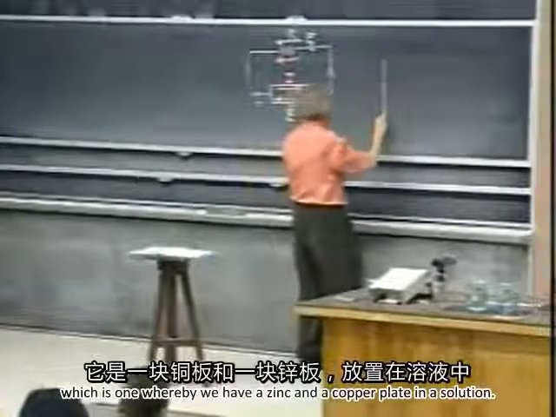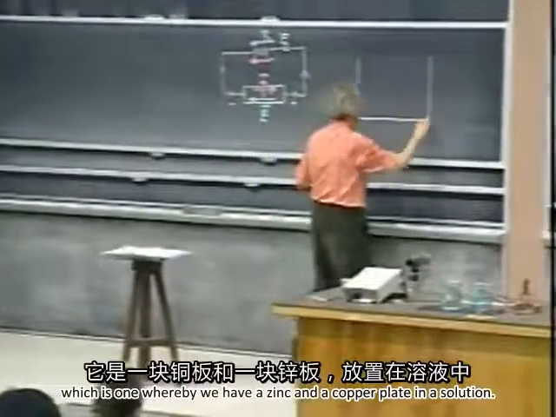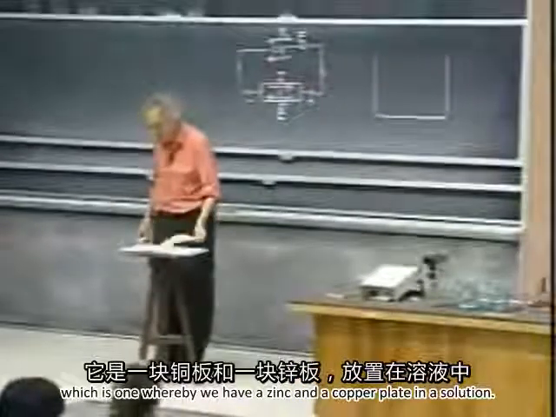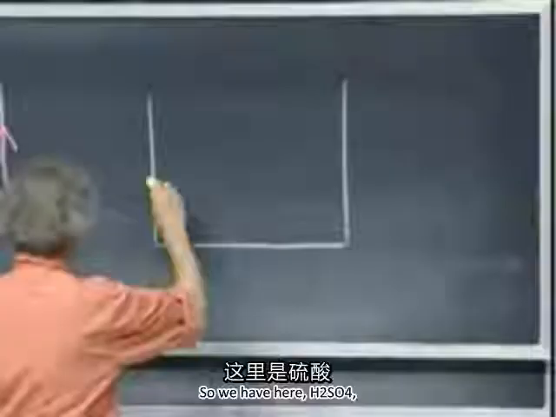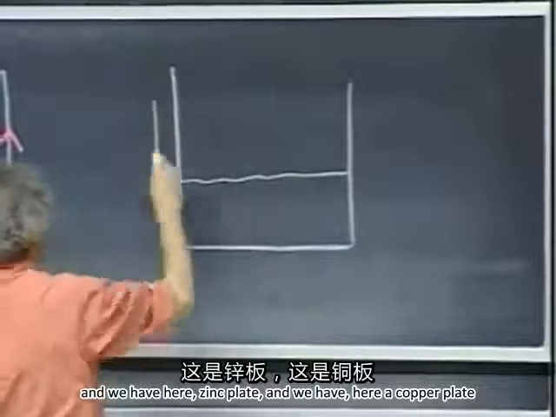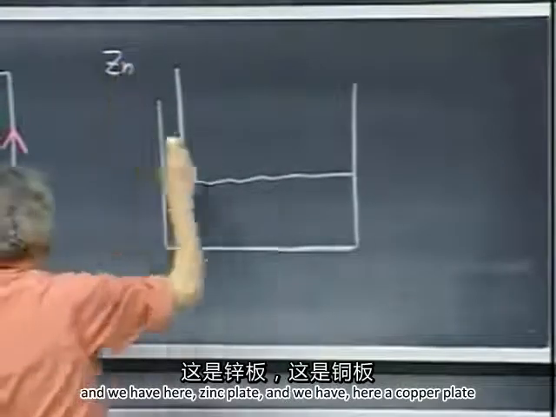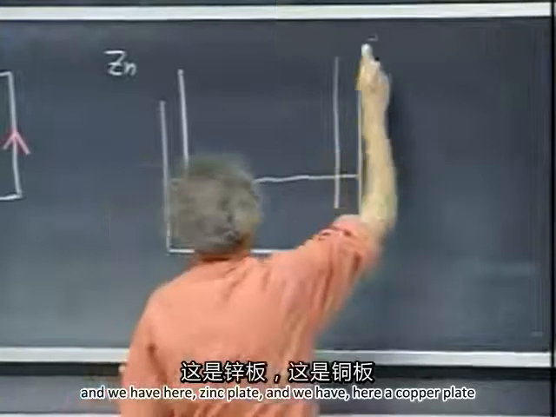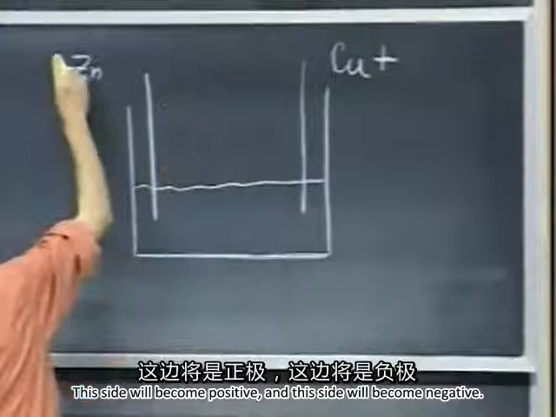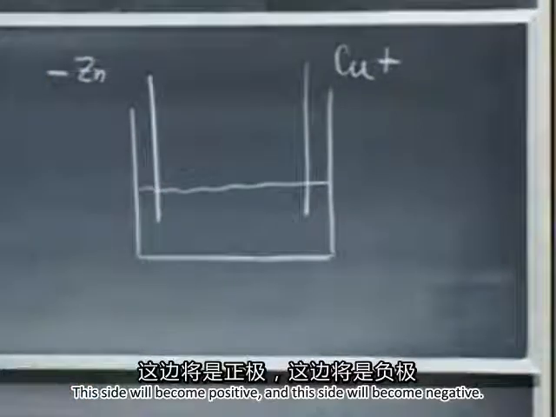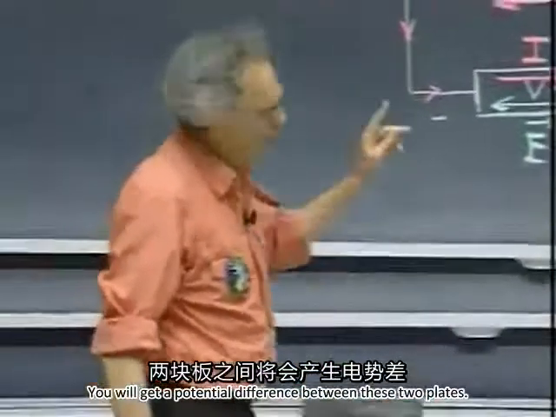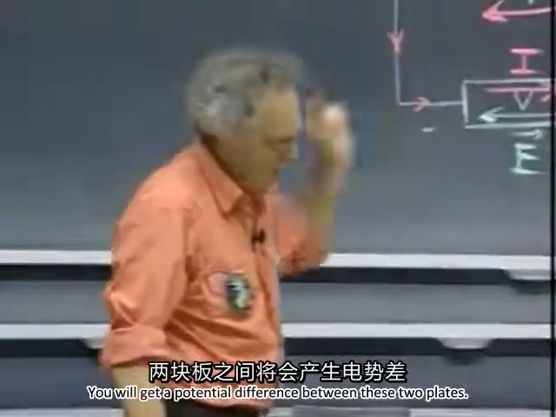And I will discuss now with you and demonstrate a particular kind of chemical energy, which is one whereby we have a zinc and a copper plate in a solution. So we have here H2SO4, and we have here a zinc plate, and we have here a copper plate. This side will become positive, and this side will become negative. You will get a potential difference between these two plates.